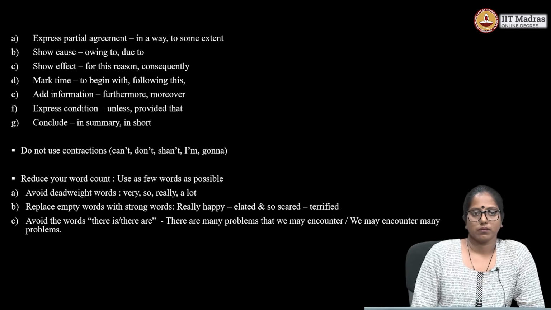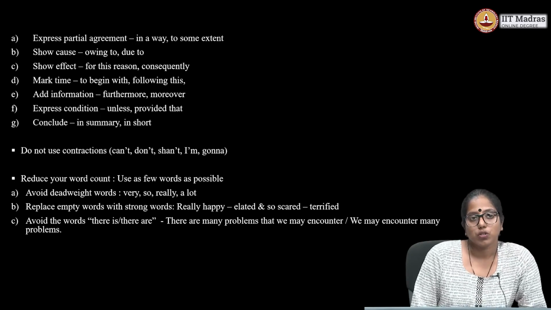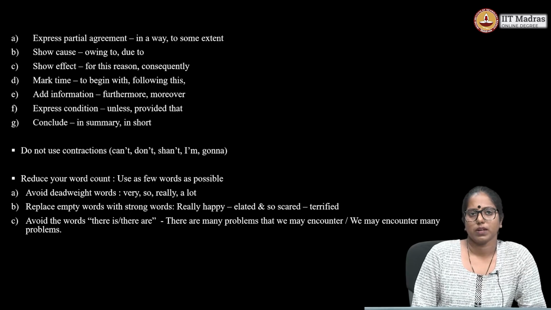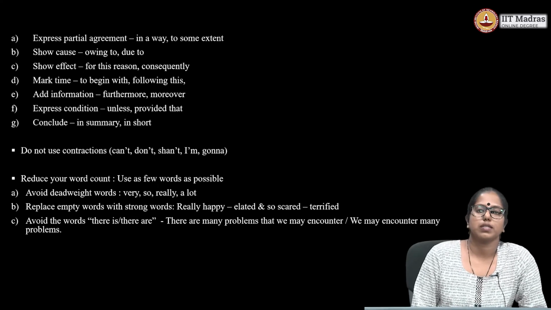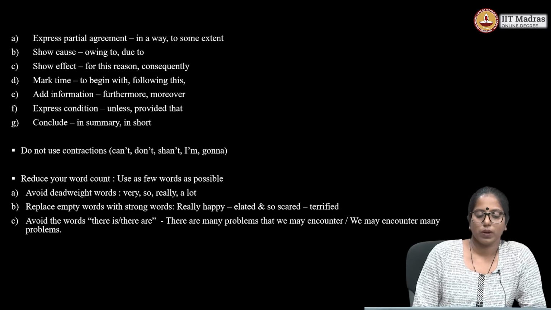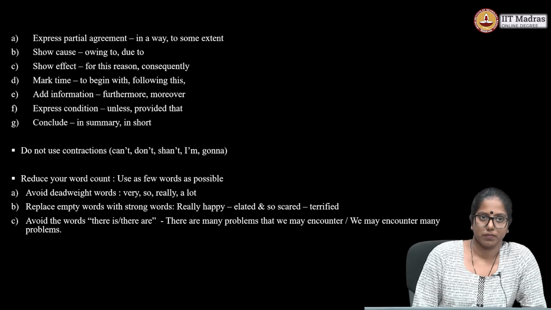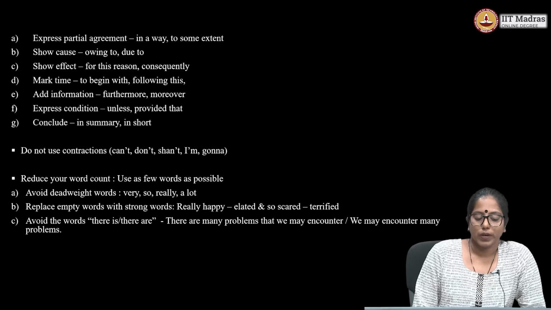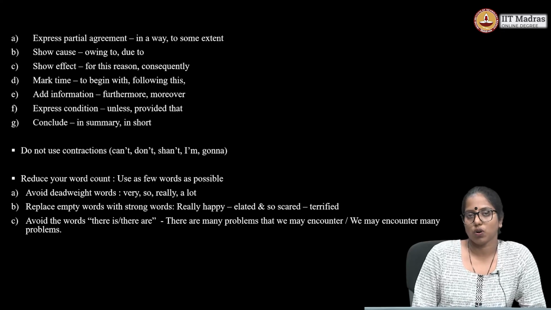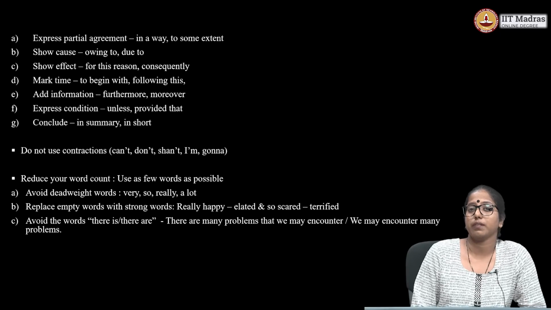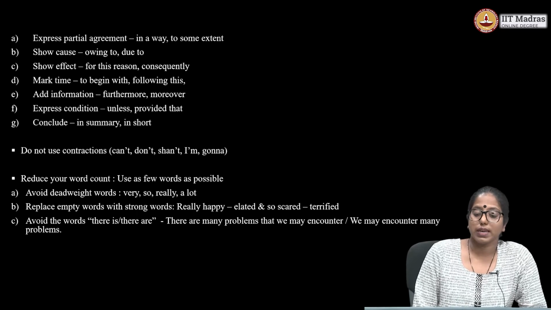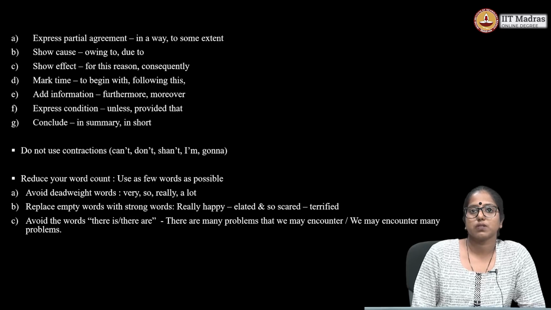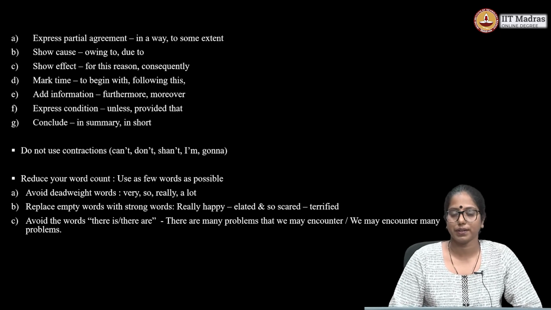Instead, this takes me to the next point, you should work on reducing your word count. That is, use as few words as possible. And how do you do that? One is by avoiding deadweight words. What are deadweight words? Words like very, so, really, a lot. Then the question is, what do we use instead of them? Well, it is to replace empty words with strong words. For example, instead of saying very, very happy or really, really happy, you could say elated. Or instead of saying so scared, you could say terrified.